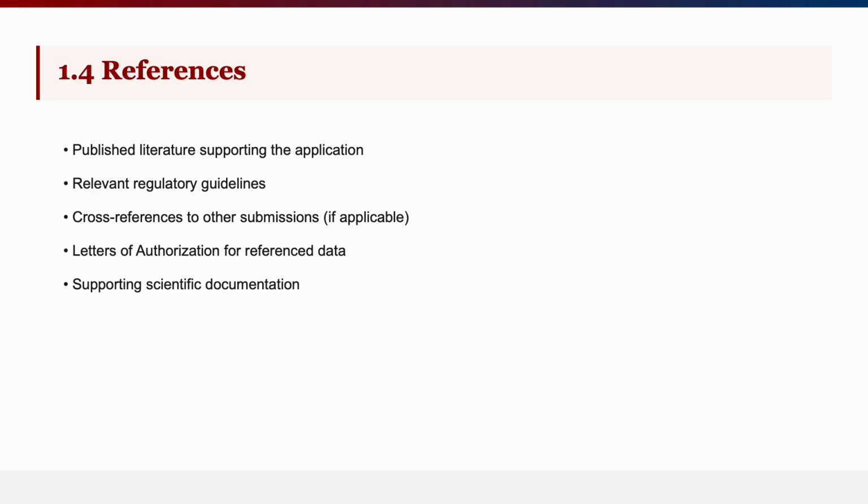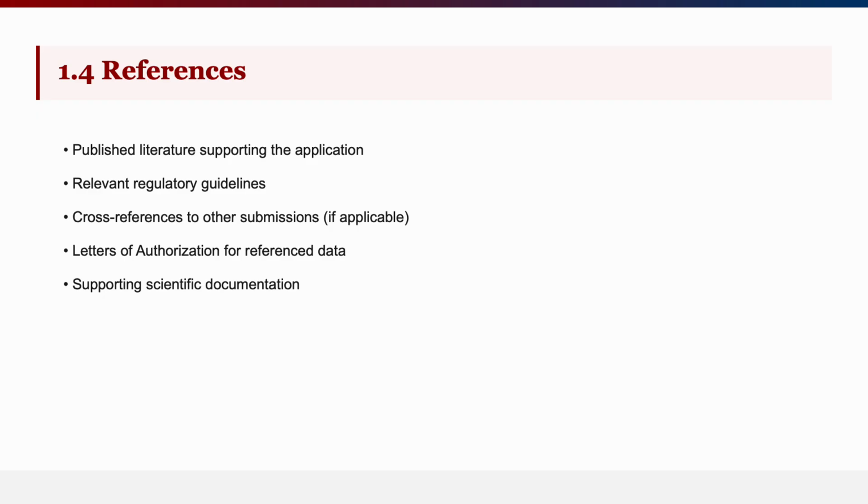For example, if Health Canada has issued specific guidance on clinical trials in your therapeutic area, you might reference it here. If you're cross-referencing another submission to Health Canada, the details go here. For example, if you have a drug master file on file with Health Canada that contains proprietary manufacturing information, you would reference that DMF. Letters of authorization are needed when referencing data owned by another party. If you're relying on a DMF holder's data or another sponsor submission, you need written authorization to reference that information.